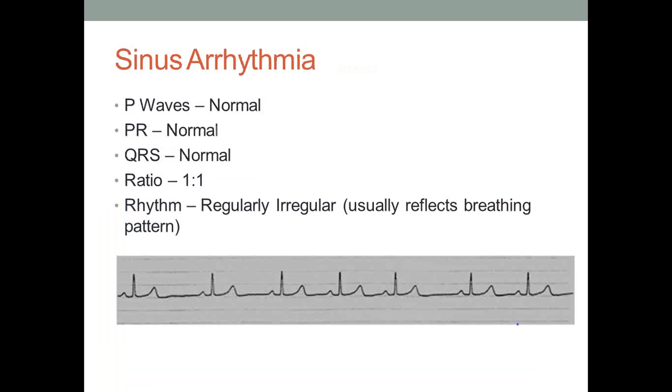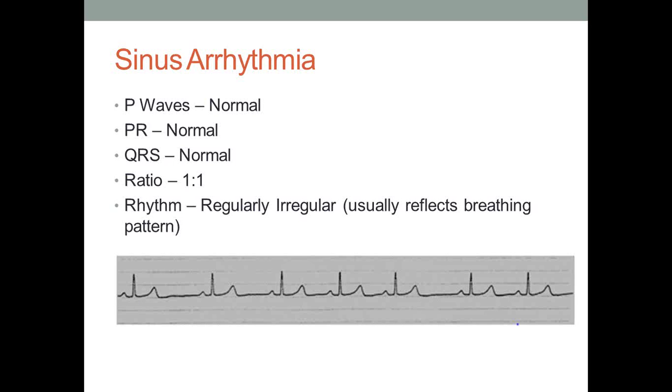So the next ECG rhythm we're going to look at is sinus arrhythmia. Sinus arrhythmia is very similar to normal sinus rhythm. However, it is not regular. So everything else is the same. Your P waves look normal. There's a P wave before every QRS complex. The PR interval is less than 0.2 seconds. The QRS complex is less than 0.12 seconds.